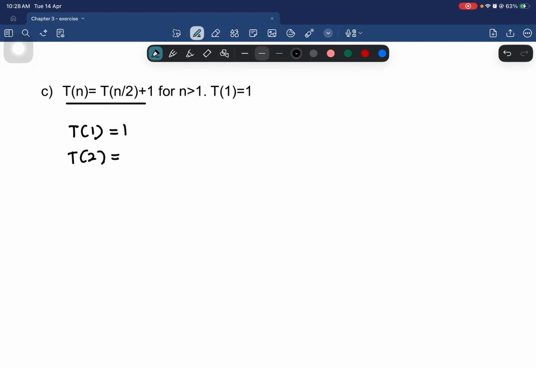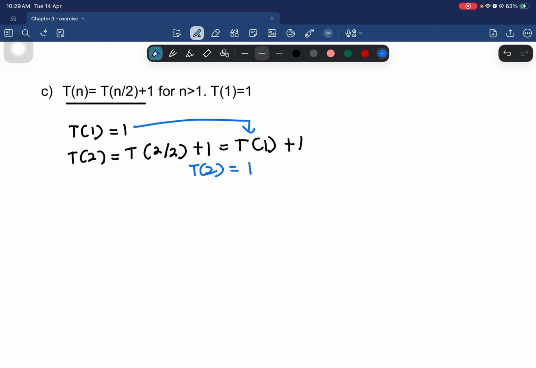So T of 2 equal to T of 2 over 2 plus 1, equal to T of 1 plus 1. So we substitute, then we get 1 plus 1 equal to 2. Then we find T of 3. But here, as you can see, we get T of 3 over 2 plus 1. We can't solve this, so we just move on to the next.